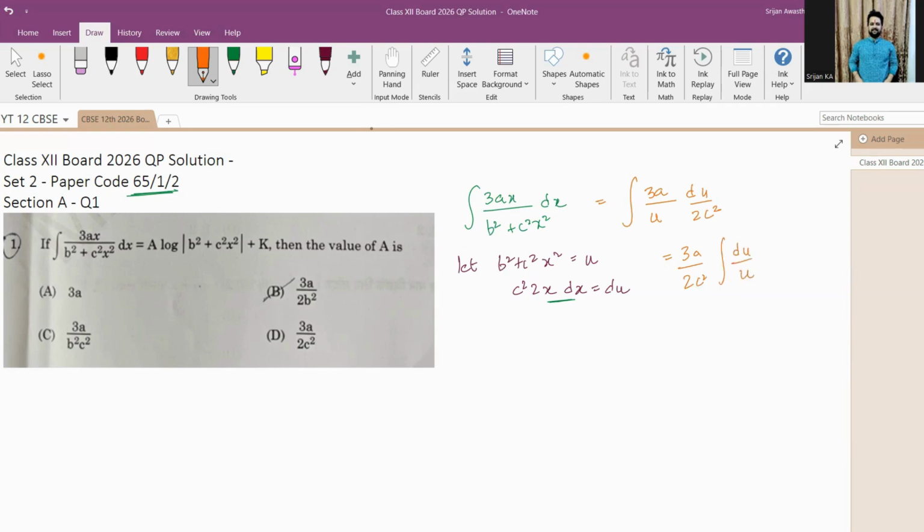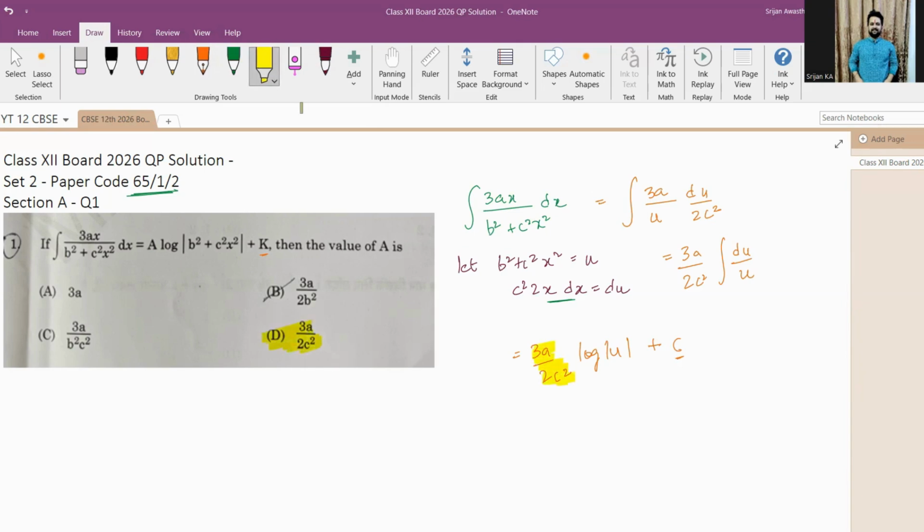Now any step that I'm writing is a waste of time because the answer is already here. 3a over 2c square is your answer. So 3a over 2c square log mod u plus c, which is k here. So c is sorted. What becomes your answer? 3a over 2c square, which is what?